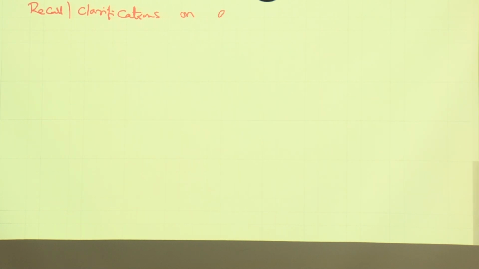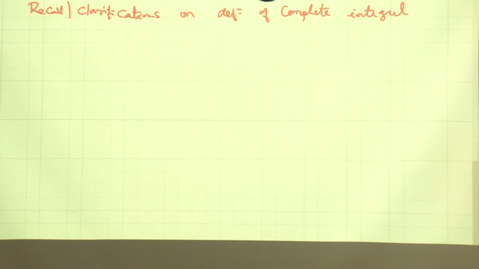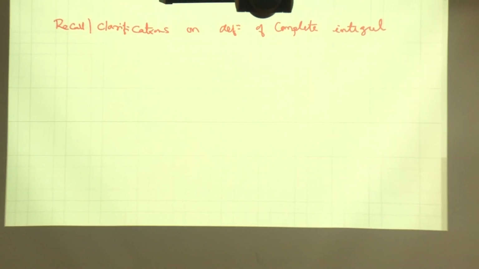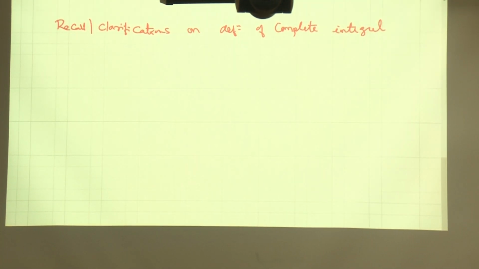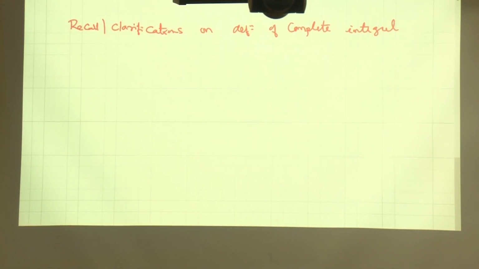On the definition of complete integral. It's the equivalent version I am going to write, so that when you see it in one book and then in another book, we have no problem. It is one and the same thing. I want to emphasize that.